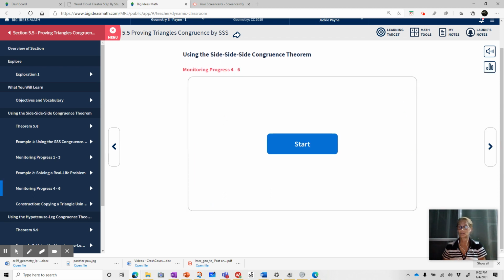Again, this is to ask more questions, but that's basically all it is, using the side, side, side. So if you get two different figures, you can match them up.